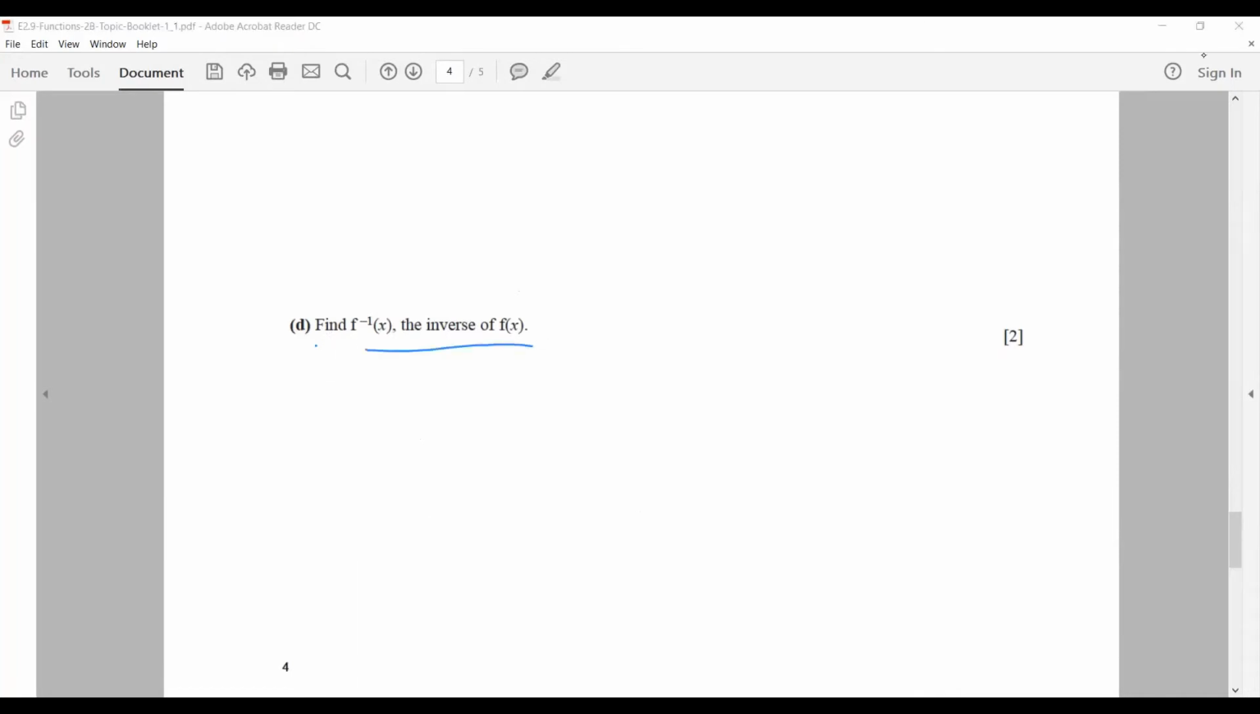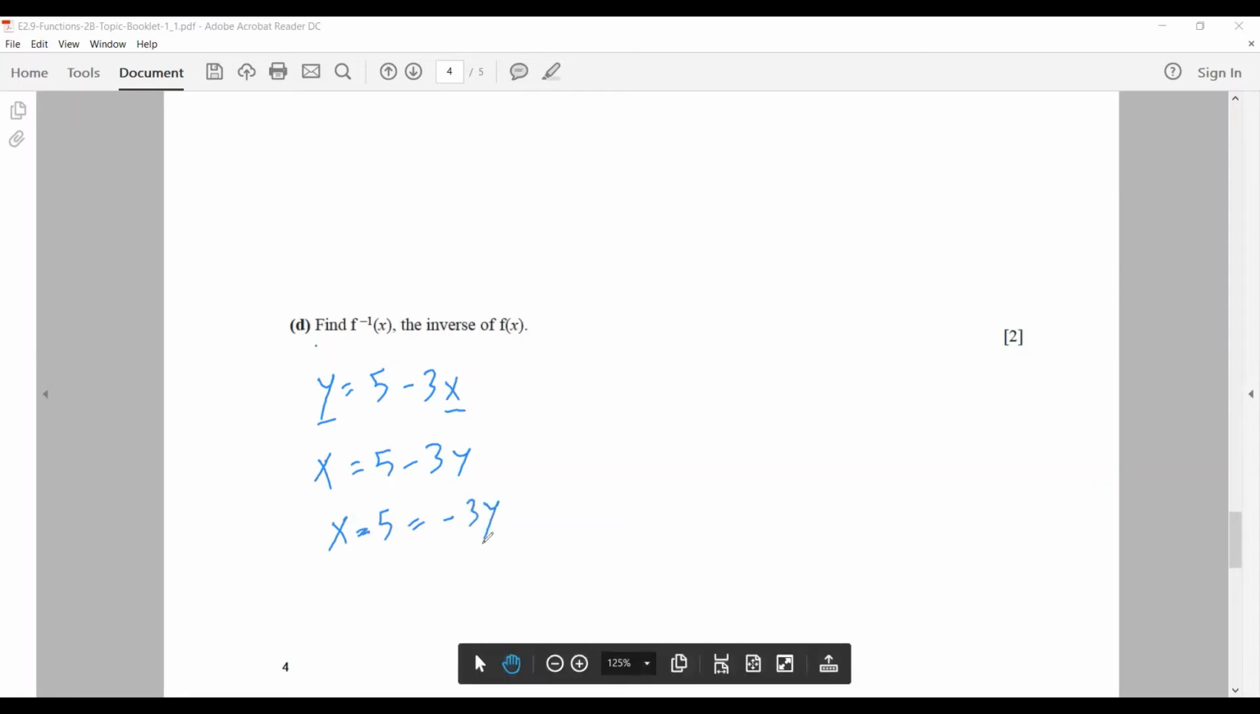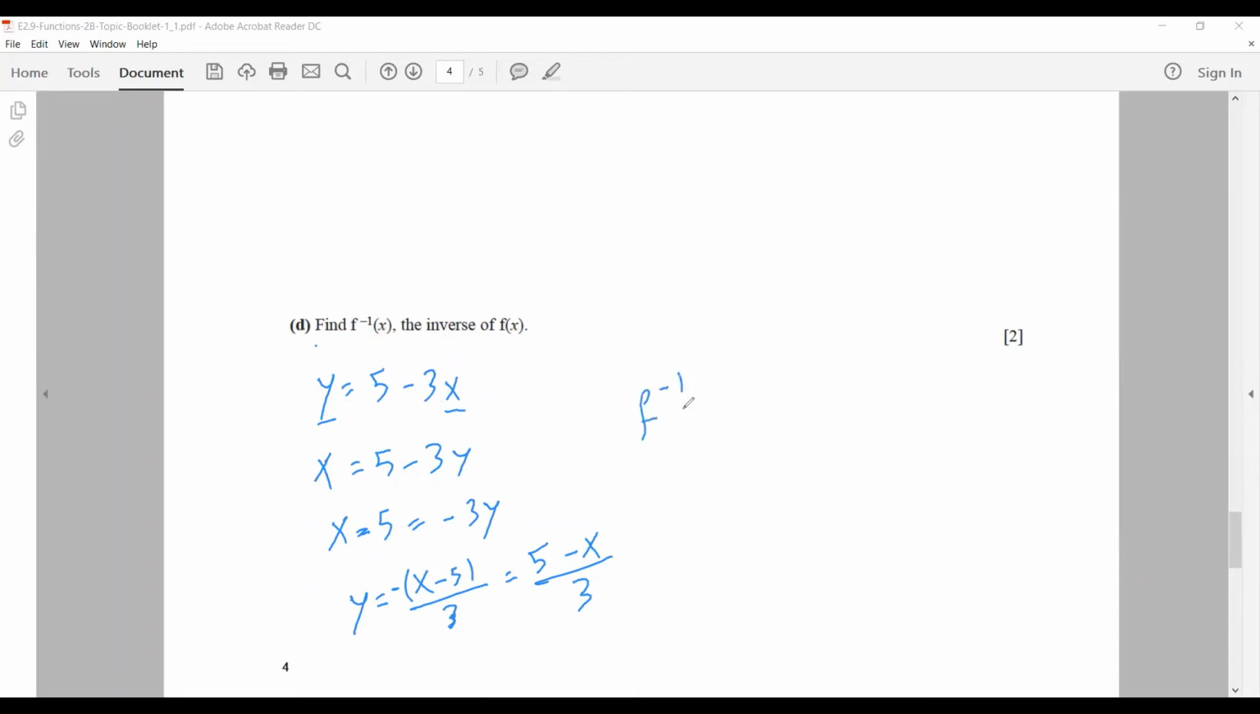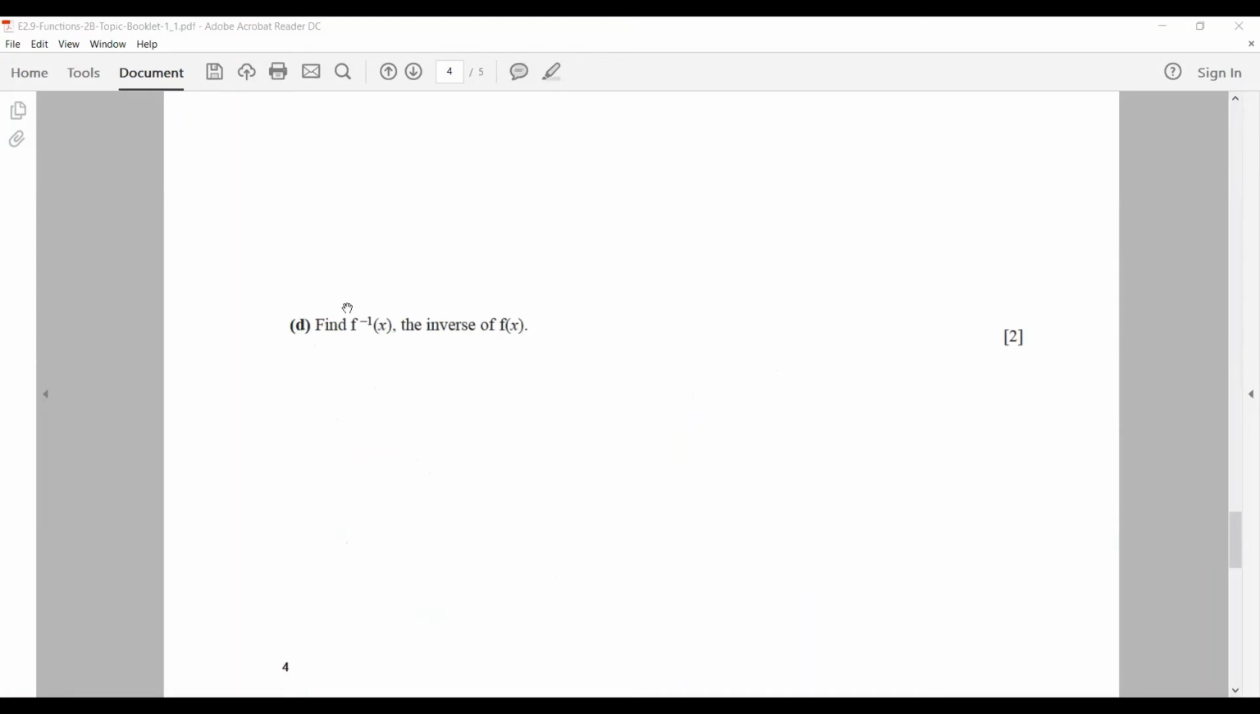So they want us to find the inverse. y is 5 minus 3x. Change x and y, change their position. So this goes there, and y goes on the right-hand side. And you have to make y the subject of the equation. Divide everything by -3, and you get negative (x minus 5) over 3. Or if you want to expand this, get rid of that negative, the answer is (5 minus x) over 3. However, do not forget to use this notation. Okay, the inverse function of f of x is equal to (5 minus x) over 3. Okay, and I think there is one more question.